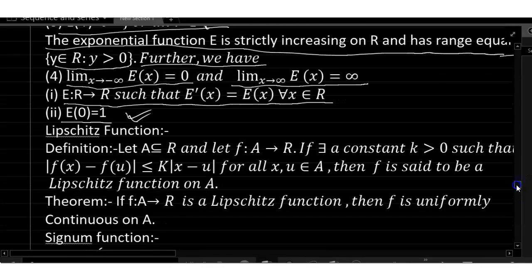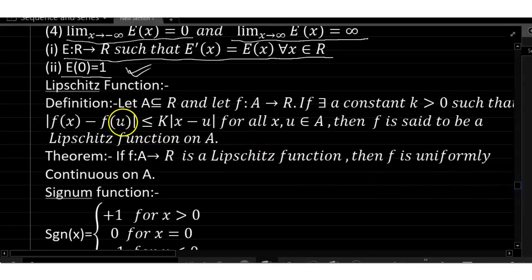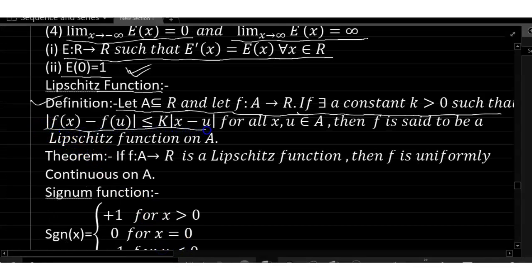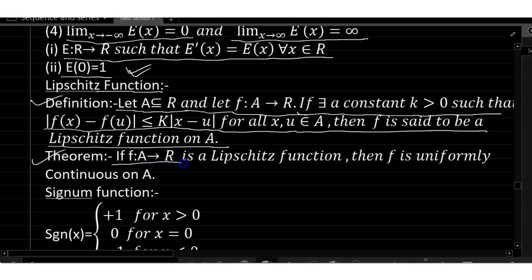Next is the Lipschitz function definition. Let A be a subset of R and let f from A to R. If there exists a constant k greater than 0 such that |f(x) minus f(y)| is less than or equal to k times |x minus y| for all x and y belongs to A, then f is said to be Lipschitz on A. Theorem: if f from A to R is a Lipschitz function, then f is uniformly continuous on A.